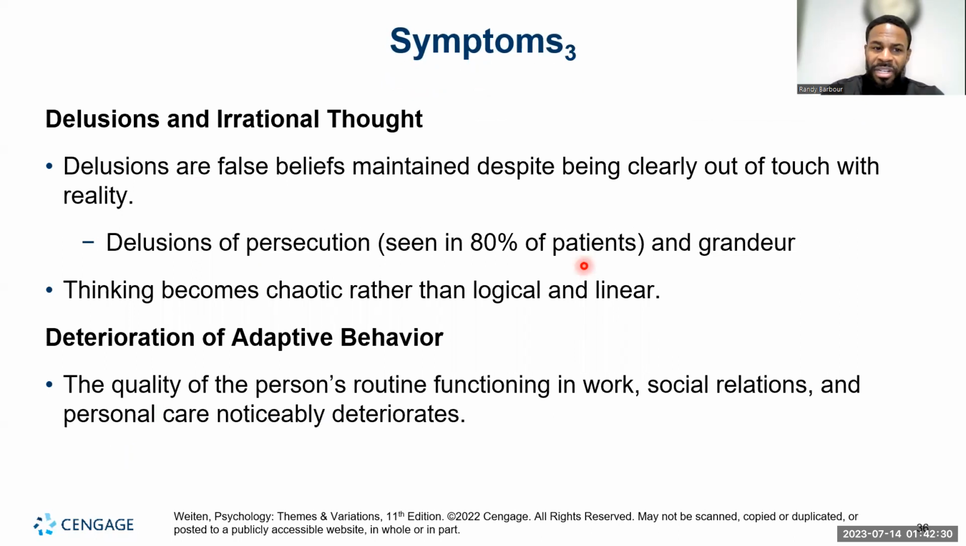Some other symptoms, again: delusions and irrational thought. Delusions are those false beliefs, where you're clearly out of touch with reality. Somebody's coming to get you, or grandeur. Maybe you feel like you're greater and bigger than you are. In the example that we saw earlier, you're Napoleon reborn, on a conquest to conquer the United States, and you have a war coming, and you're preparing yourself for war, right? That's grandeur.